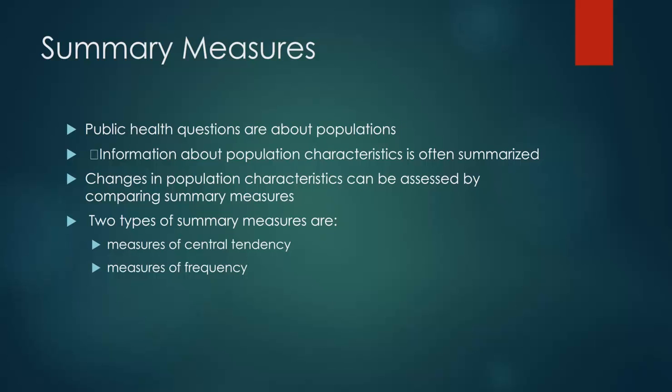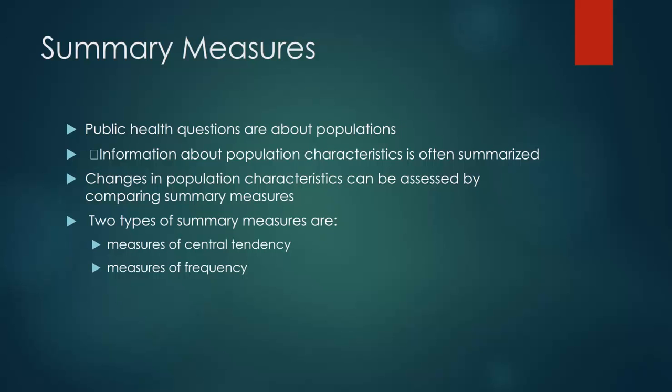So as we know, public health questions are about populations, and information about population characteristics is often summarized. Changes in population characteristics can be assessed by comparing two different summary measures. And there are two different types of summary measures. There are measures of central tendency, which will not be covered in this course, and then measures of frequency, which we're going to start talking about now.